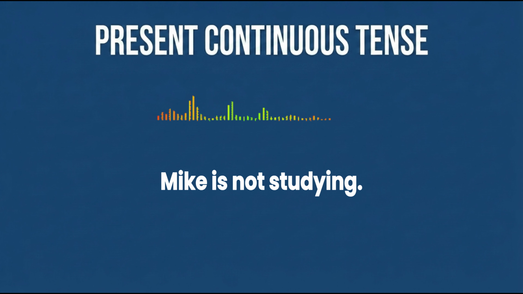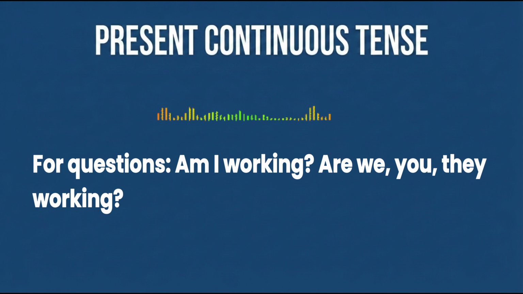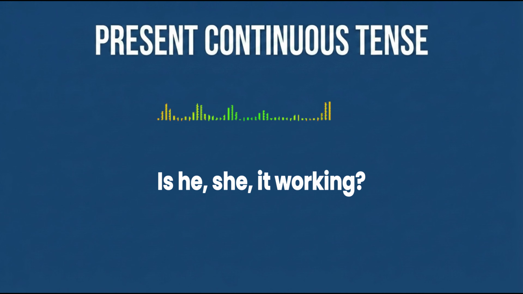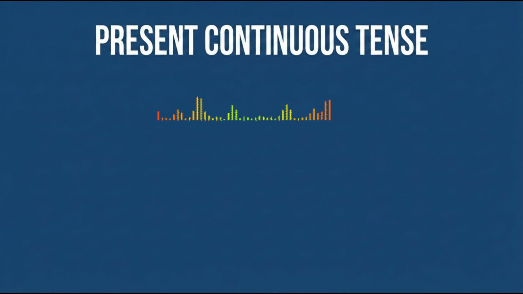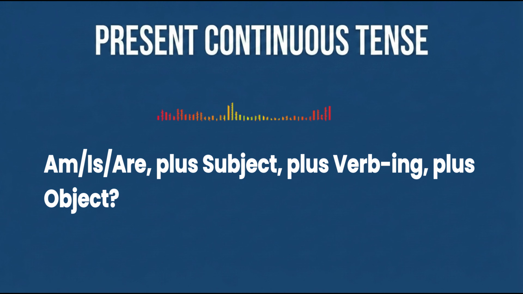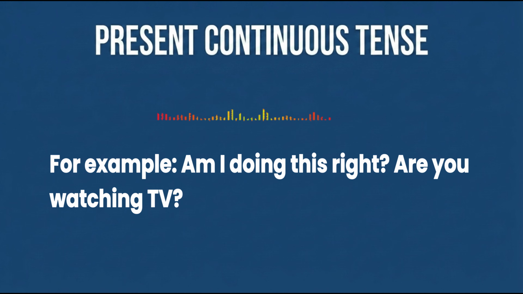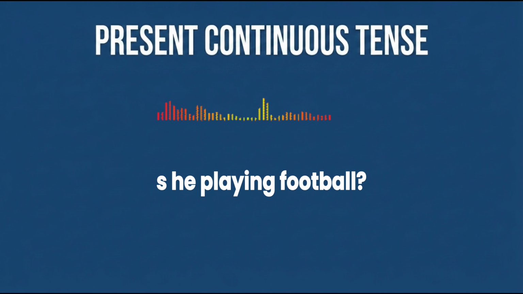Mike is not studying. For questions, am I working? Are we, you, they working? Is he, she, it working? Here's the simple structure for questions. Am, is, are, plus subject, plus verb ing, plus object. For example, am I doing this right? Are you watching TV? Is he playing football?